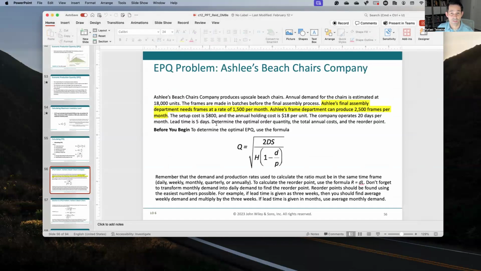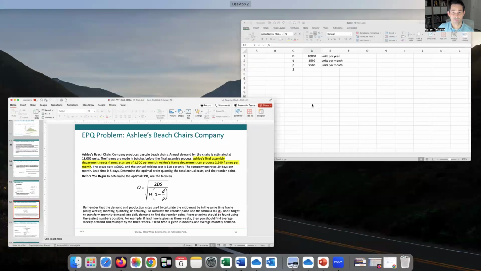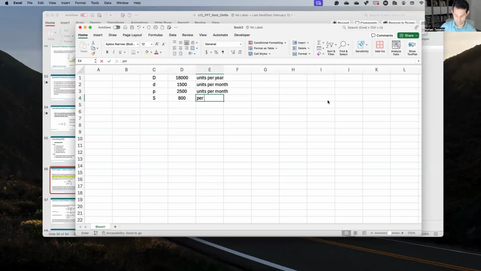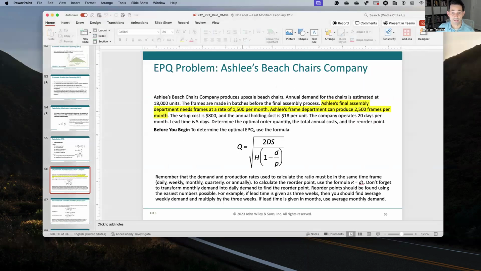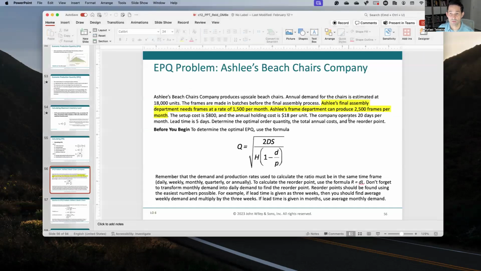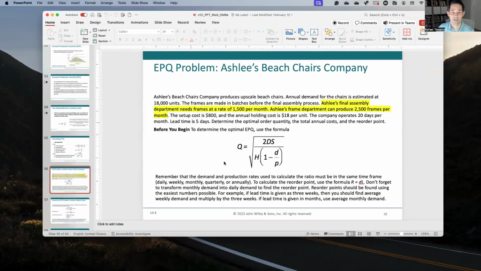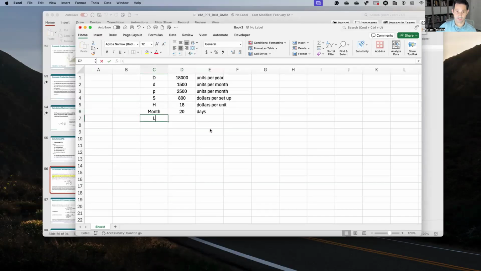So the setup cost is the cost to set up. How much is the cost of setup? $800 per setup, which is similar to the cost to place orders. And the annual holding cost is $18 per unit. So my H is $18 per unit. What else do I have in information here? The company operates 20 days per month. Month is 20 days. And the lead time is 5 days. Lead time is 5 days.